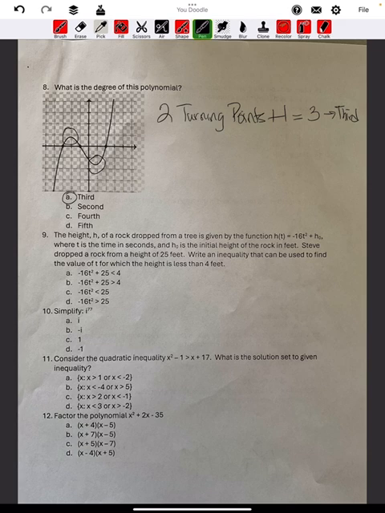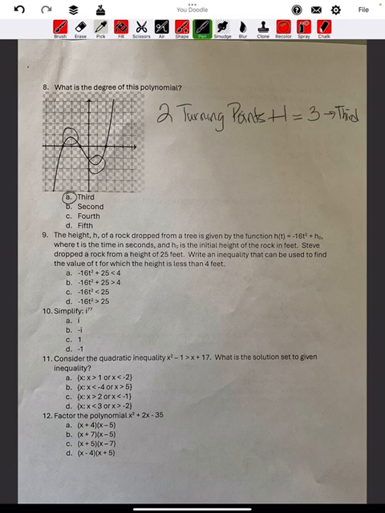Answer A. All right, the next one is a word problem. It says the height h of a rock dropped from a tree is given by the function h of t equals negative 16t squared plus h of 0, where t is the time in seconds and h sub 0 is the initial height of the rock in feet. Steve dropped the rock from a height of 25 feet. Write an inequality that can be used to find the value of t for which the height is less than 4 feet. All right, so we need to fill out some parts.